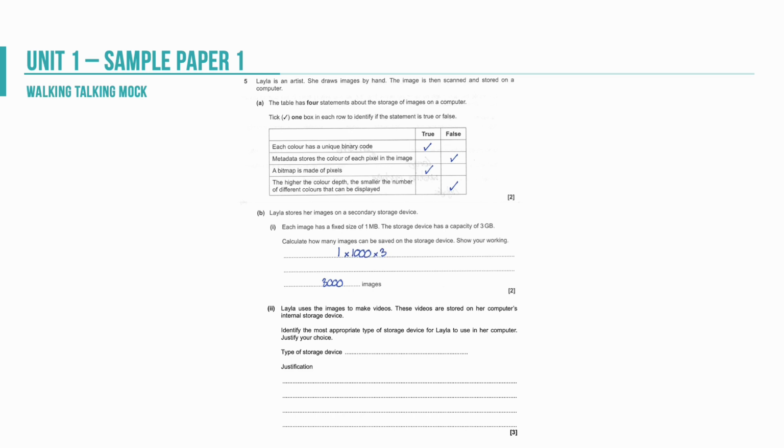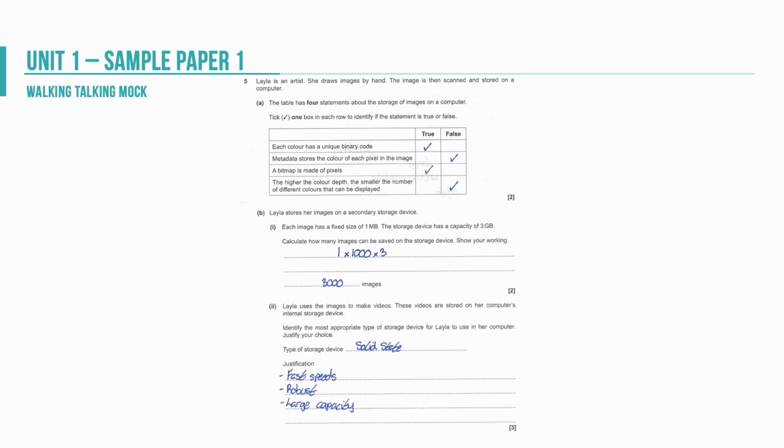Layla uses the images to make videos. The videos are stored on her computer on the internal storage device. Identify the most appropriate type of storage for Layla. Now, you can pretty much justify any point. I'm going to go with solid state storage, and my reason is going to be that it's very fast, it's robust, and it's got a large capacity.